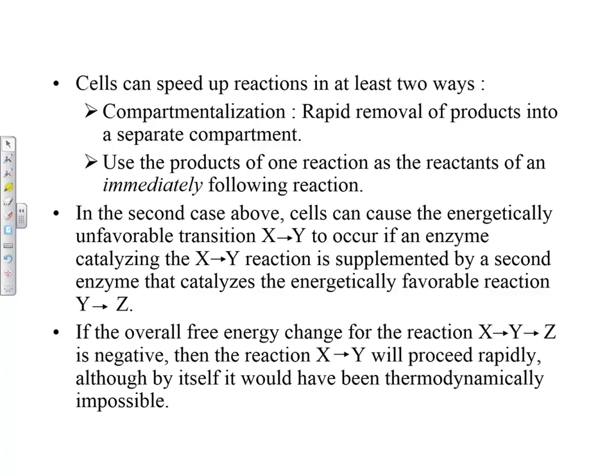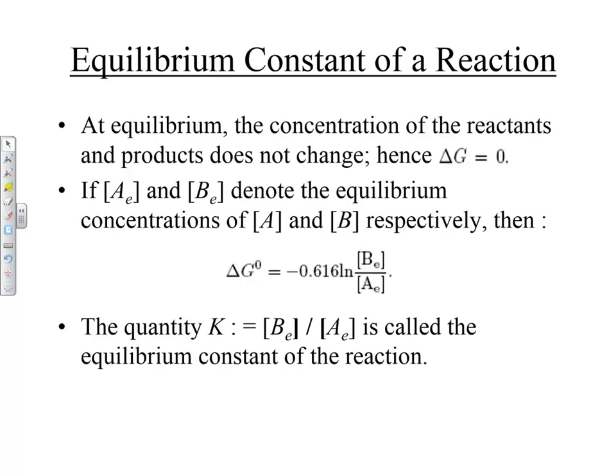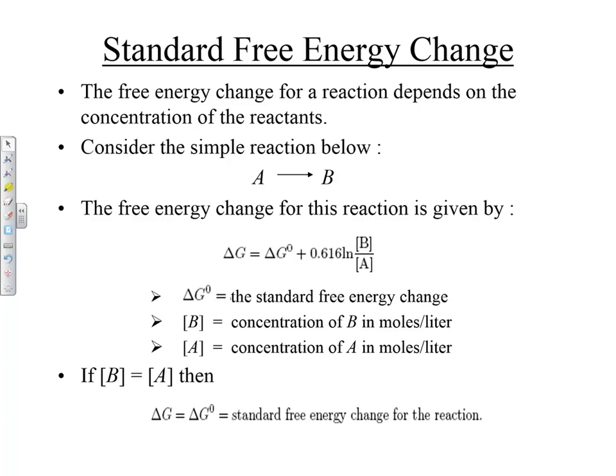Now cells can speed up reactions in at least 2 ways. First, if you look at this formula, sorry, not the standard free energy, if you look at this one, as the concentration of B builds up, the reaction will start going slower and slower in the forward direction.